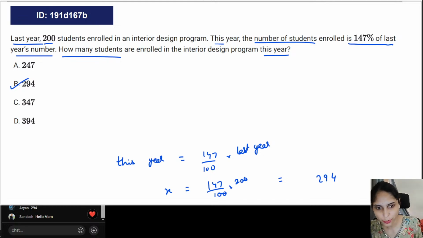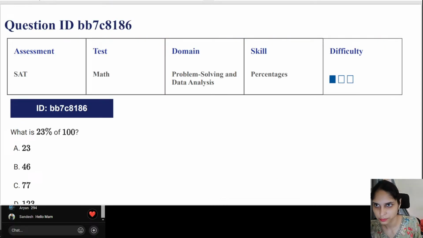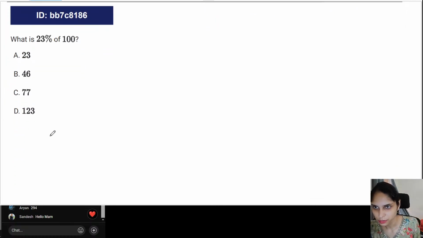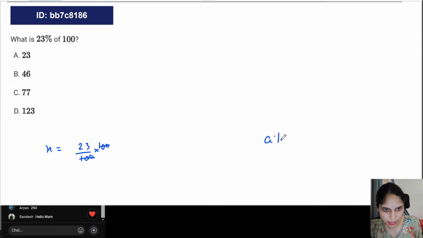Next easy question is going to be question number 12. Yes, the answer is correct, it's 294. Again, what is 23% of 100? X is equal to 23 over 100 times 100, which is just 23. Like I said in the beginning, 35% of 100 is 35 because 35 out of 100. Similarly, A% of 100, the answer is going to be A only. So the answer is just 23.